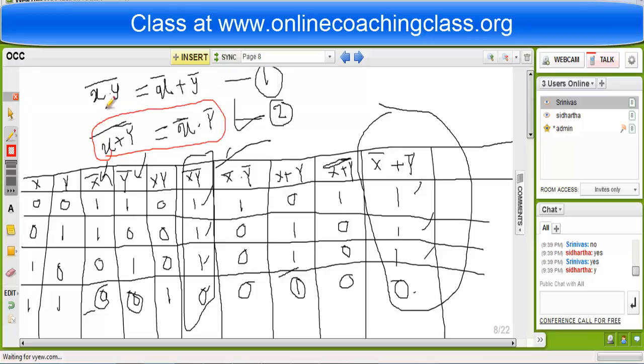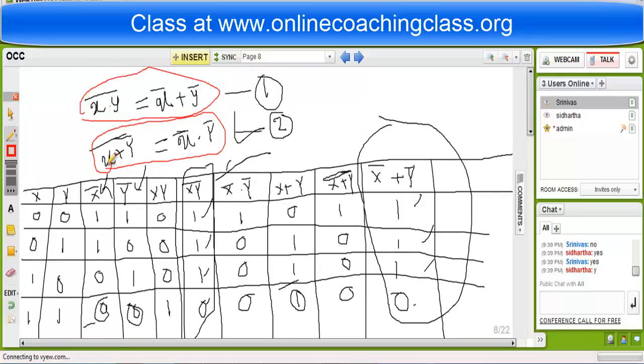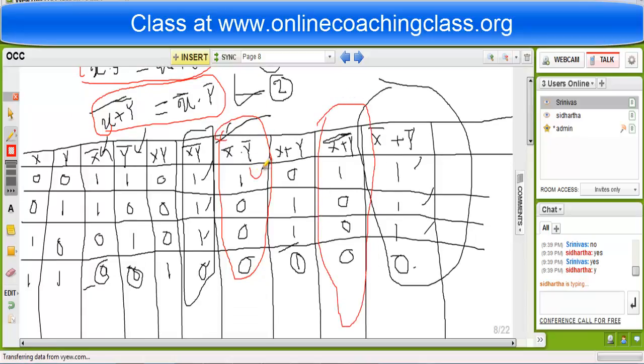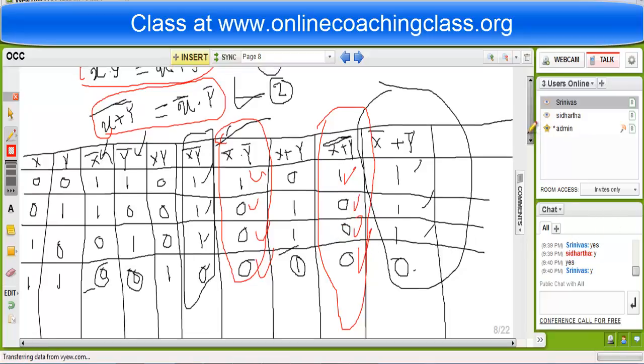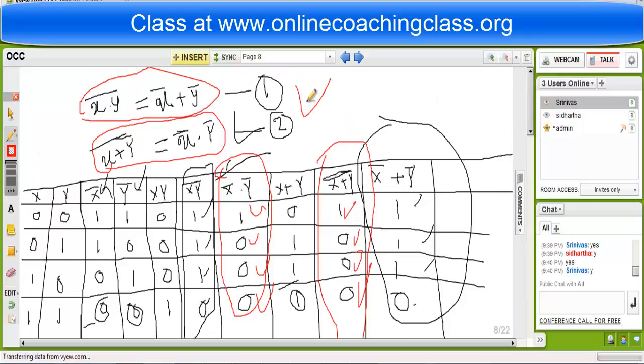Now look at this condition. X dot y bar is equal to x dot y bar, we just solved it. Okay. Now see, x plus y bar is equal to x bar dot y bar. Here, see, those are same. Same, na? 1 1 0 0 0 0 0. So can you prove that then? Is it proved? Both of the equations given by De Morgan, is it proved?